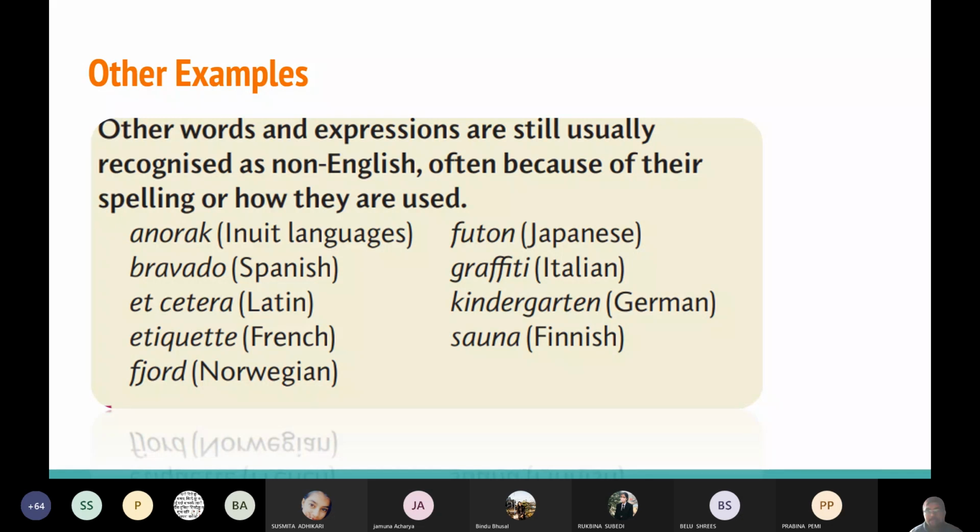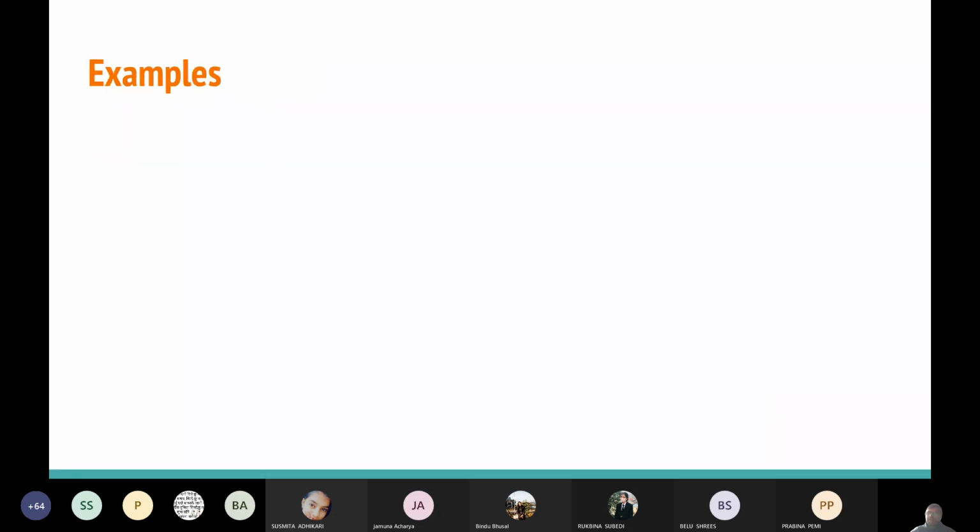Futon is taken from a Japanese word. Graffiti is taken from an Italian word. Kindergarten, you often use this word when we talk about nursery classes. Garten, actually, is taken from a German word. And sauna is taken from a Finnish word. We find the word sauna even used in hotels, restaurants, and even resorts. These are the examples.